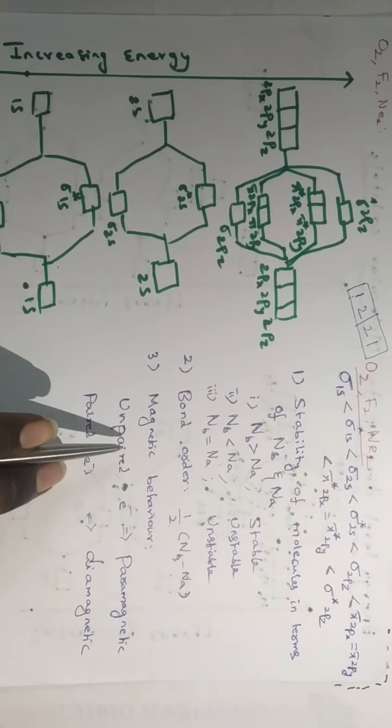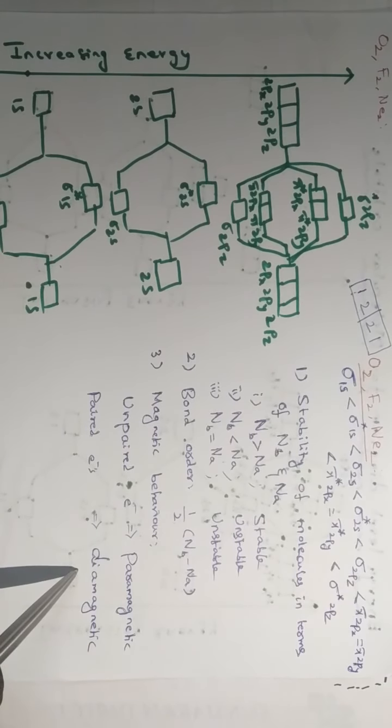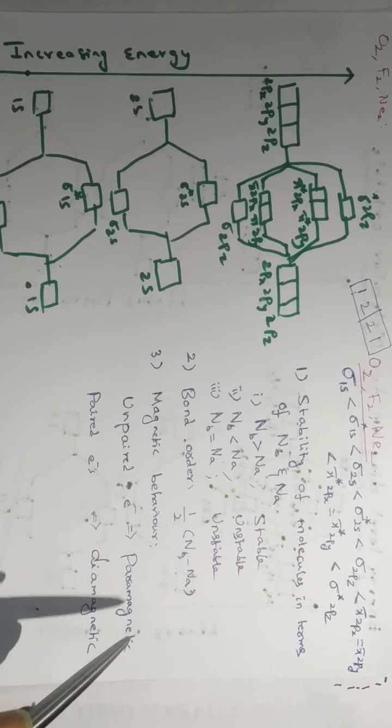And the most important thing, magnetic behavior. We can predict the magnetic behavior of the molecule. If all the electrons in the molecule are paired, it is diamagnetic in nature. If the molecule has some unpaired electrons in it, then it is paramagnetic in nature. In the next video, we'll see the electronic configuration of the molecules using a molecular orbital diagram.